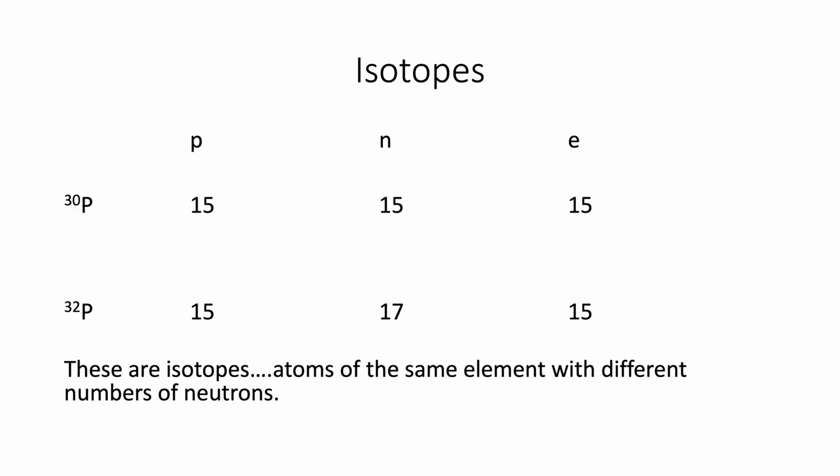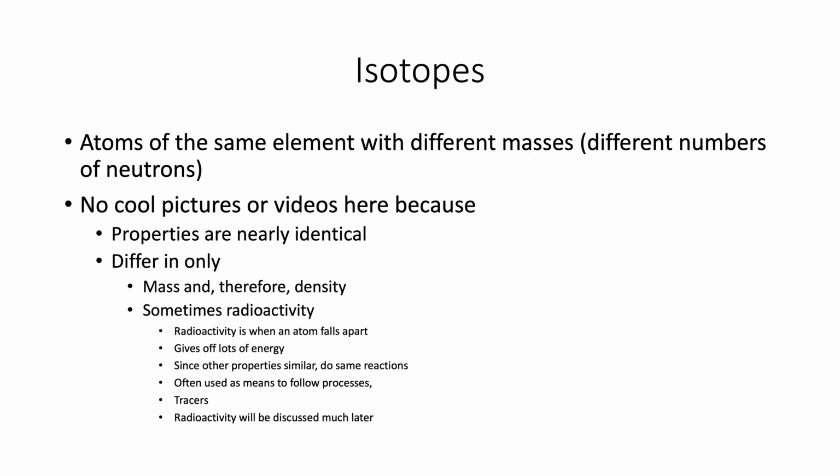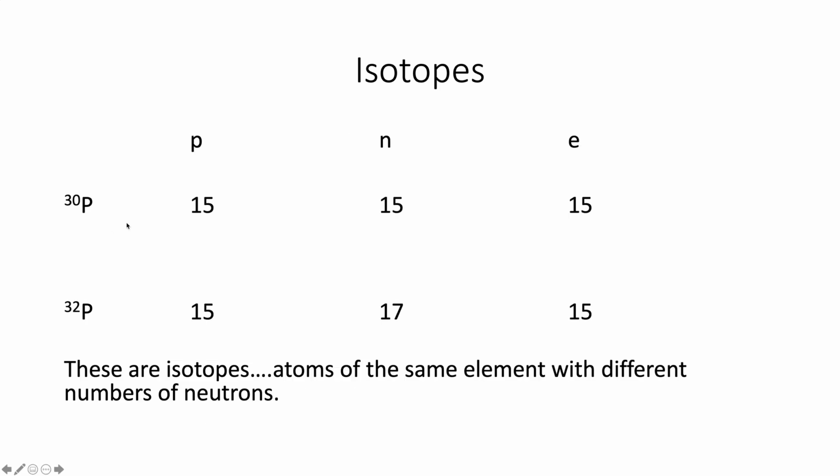Now, isotopes are defined as, I actually have written down what an isotope is. These are isotopes. So this is phosphorus and phosphorus-32. Both of them are phosphorus, and again, look at your periodic table, 15 protons. This one has 15 neutrons, this one has 17, and they both have 15 electrons. So these differ only in the number of neutrons, and these are isotopes. Isotopes are atoms of the same element with different numbers of neutrons.